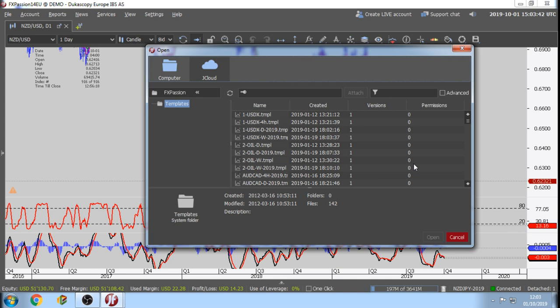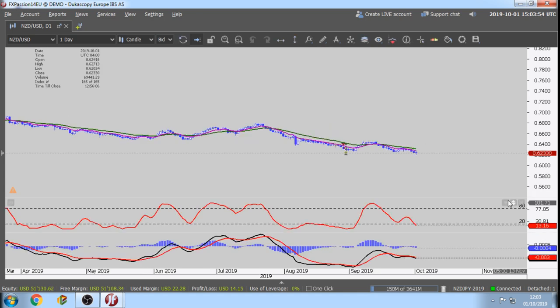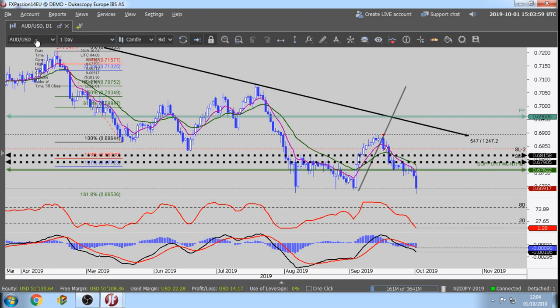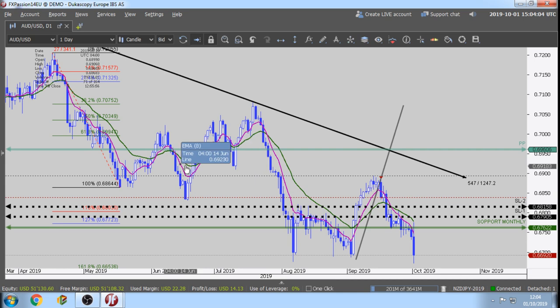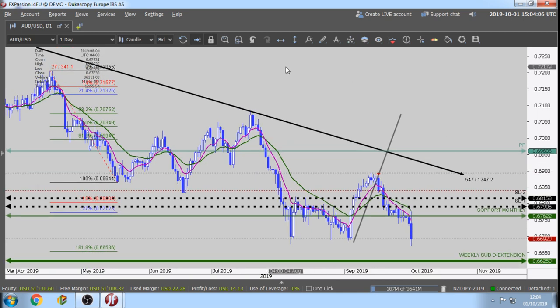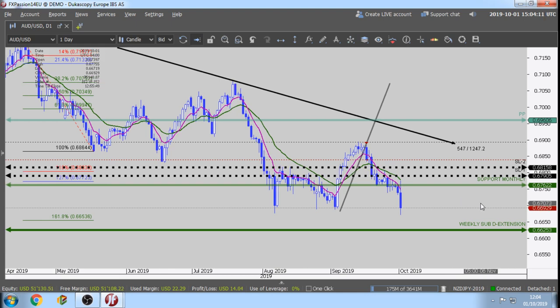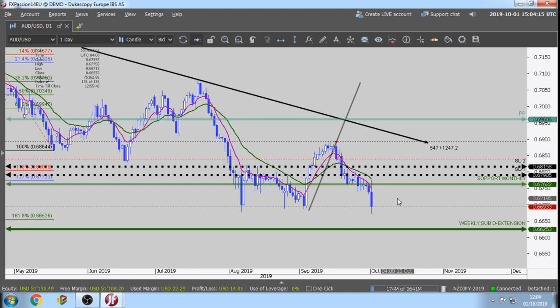So we're going to start with AUD/USD first. AUD/USD daily chart. Okay. So AUD/USD, let's see. I'm going to close the indicators. There you go everybody. This is what I'm doing this week. And remember, these webinars are not trading or investment advice.